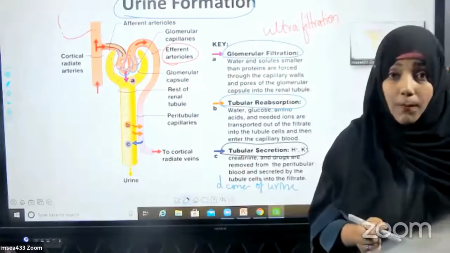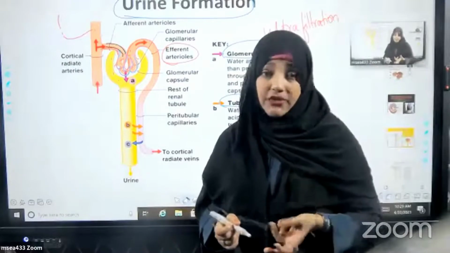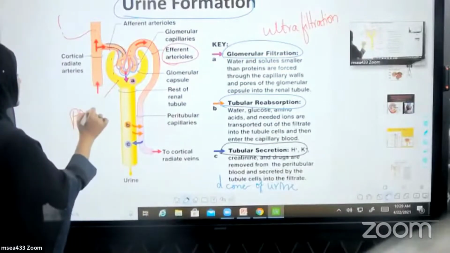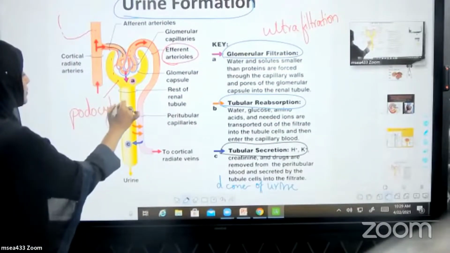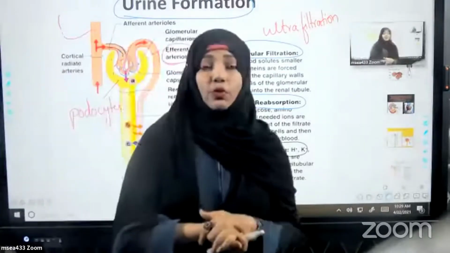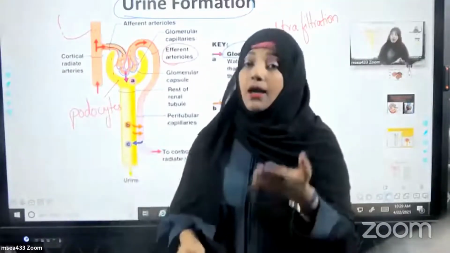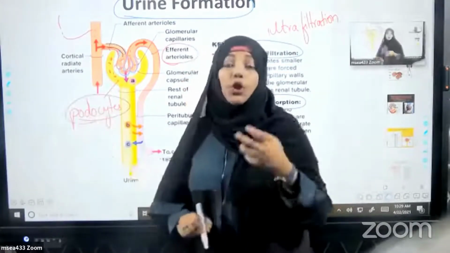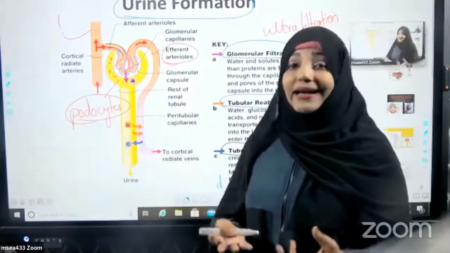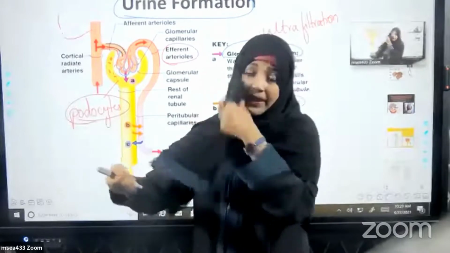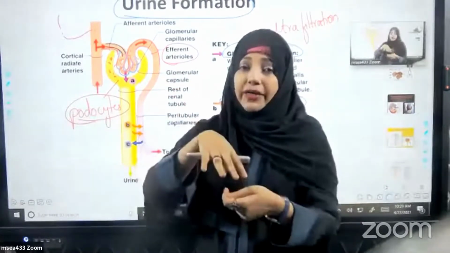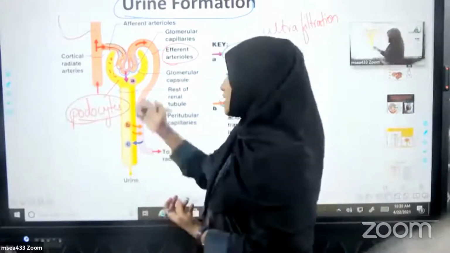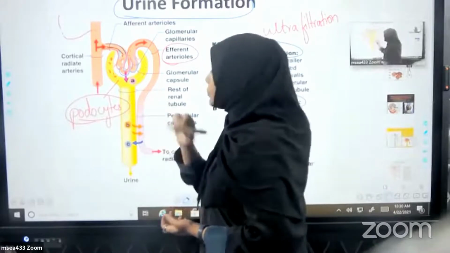Bowman's capsule is made up of squamous epithelial tissue with tiny pores on it called podocytes. Podocytes are the cells that act as a sieve. Like whenever you are making tea and you want to filter it using a sieve, in the same way the small tiny holes in the Bowman's capsule further filter the fluid and pass it into the PCT.